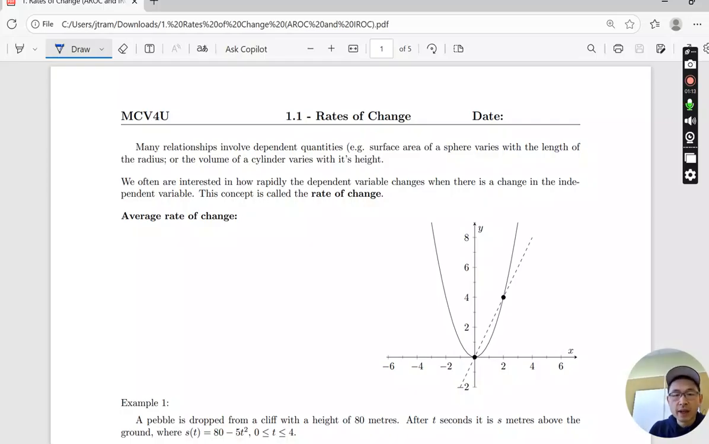Okay, so with average rate of change in advanced functions, we talked about, in grade 9, we talked about the slope formula, which is rise over run. Okay, it's essentially the same concept.